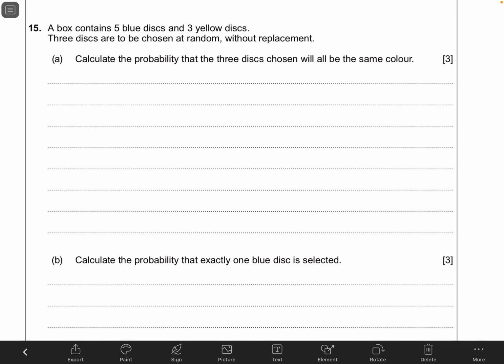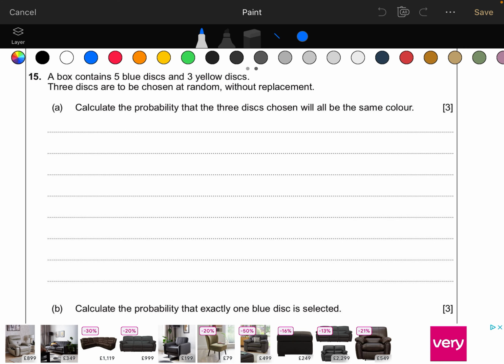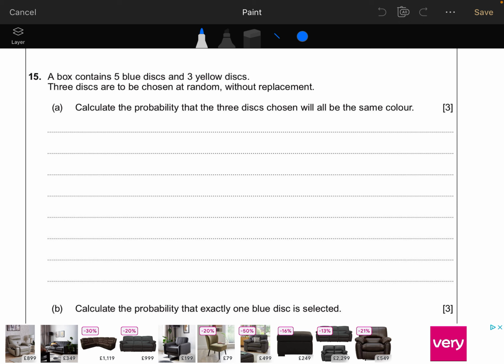Question 15. A box contains 5 blue discs and 3 yellow discs. 3 discs have to be chosen at random without replacement. That means we don't put them back in the box once we've taken them out. Calculate the probability that the 3 discs chosen will all be the same colour.